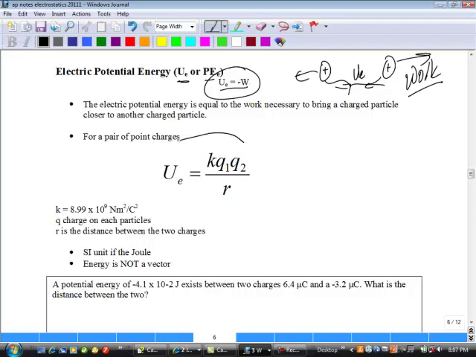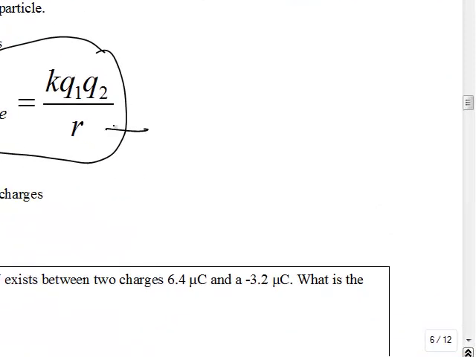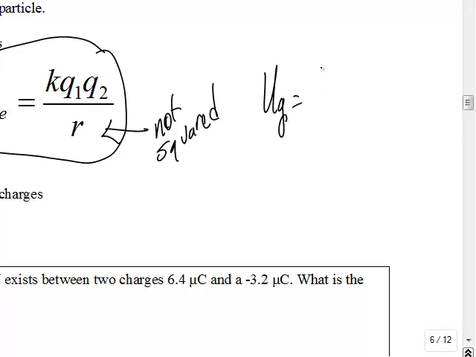Our equation here for potential energy is U = k q1 q2 over r. Notice that this r is not squared. We don't have to do that, and we just plug it in. And again, that should look very similar to our gravitational potential energy. If you remember, our gravitational potential energy was big G, m1, m2 over r as well. So again, another theme that is replicated.